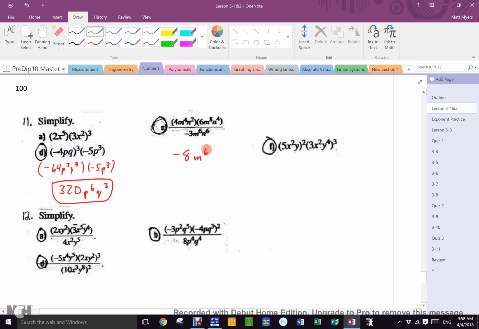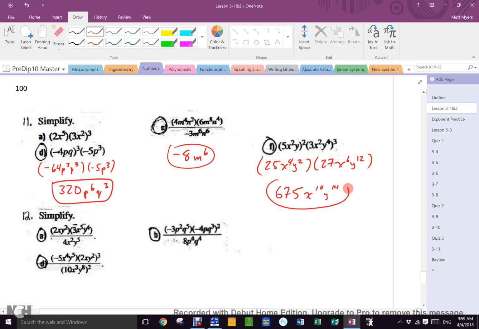M to the 6th and n to the 0, so we just leave it. Yeah, that's right. Nice. And F, who do we get to? Gagny. Ooh. Where does that 2 go? To the 5 as well, because it's in brackets. So that's 25x^4y squared times 27x^6y^12. 25 times 27 is 675, x^10, y^14.